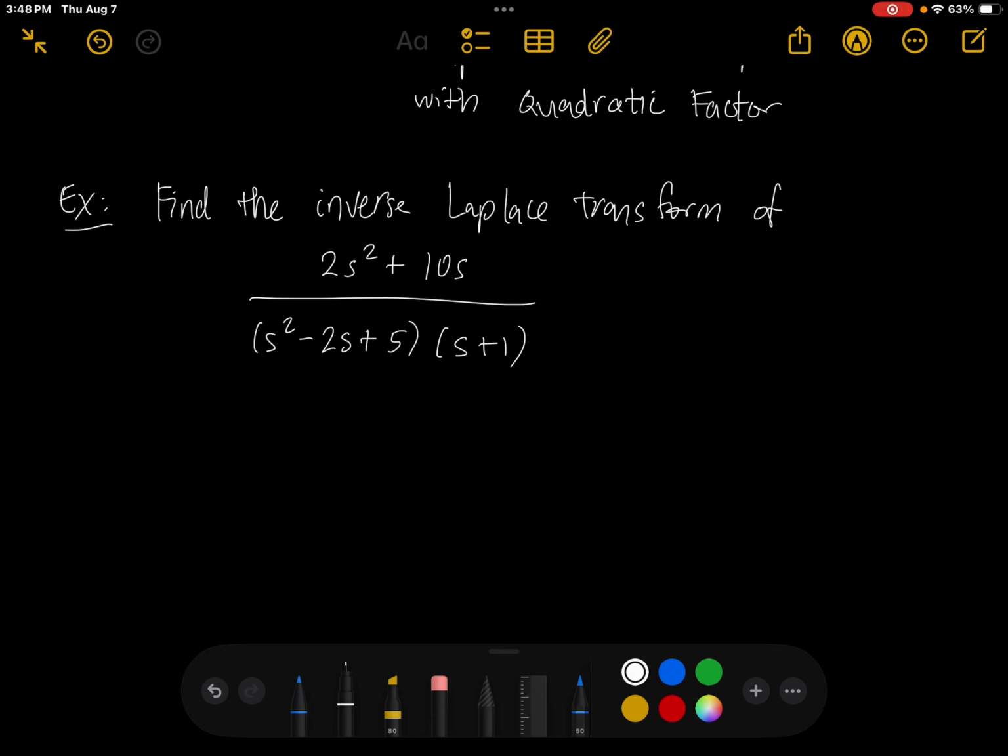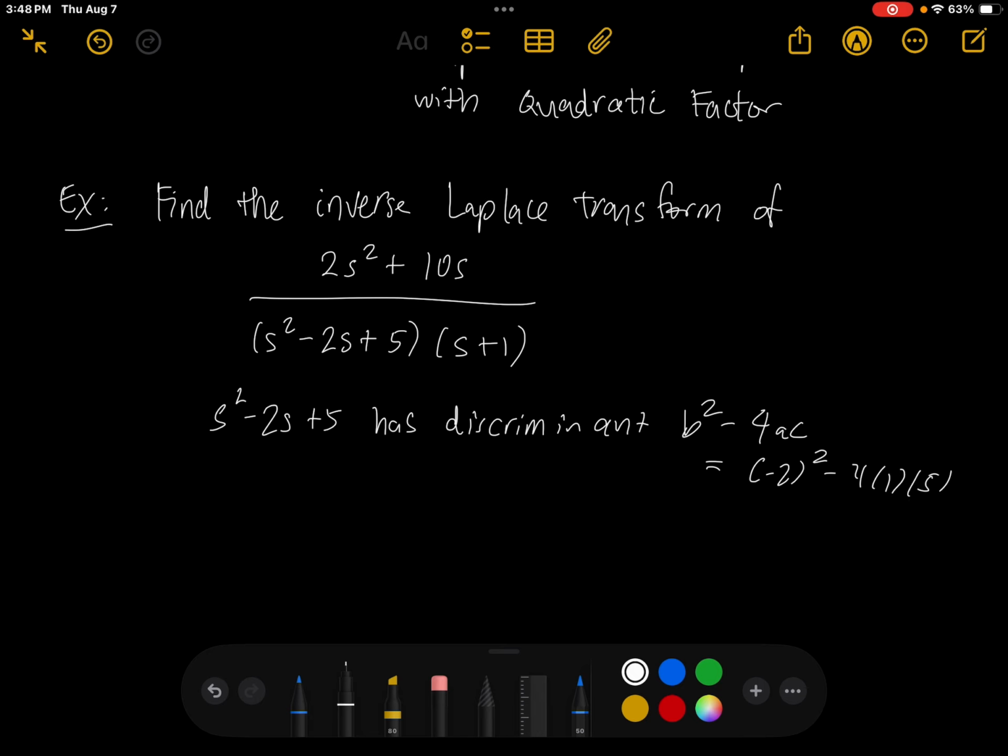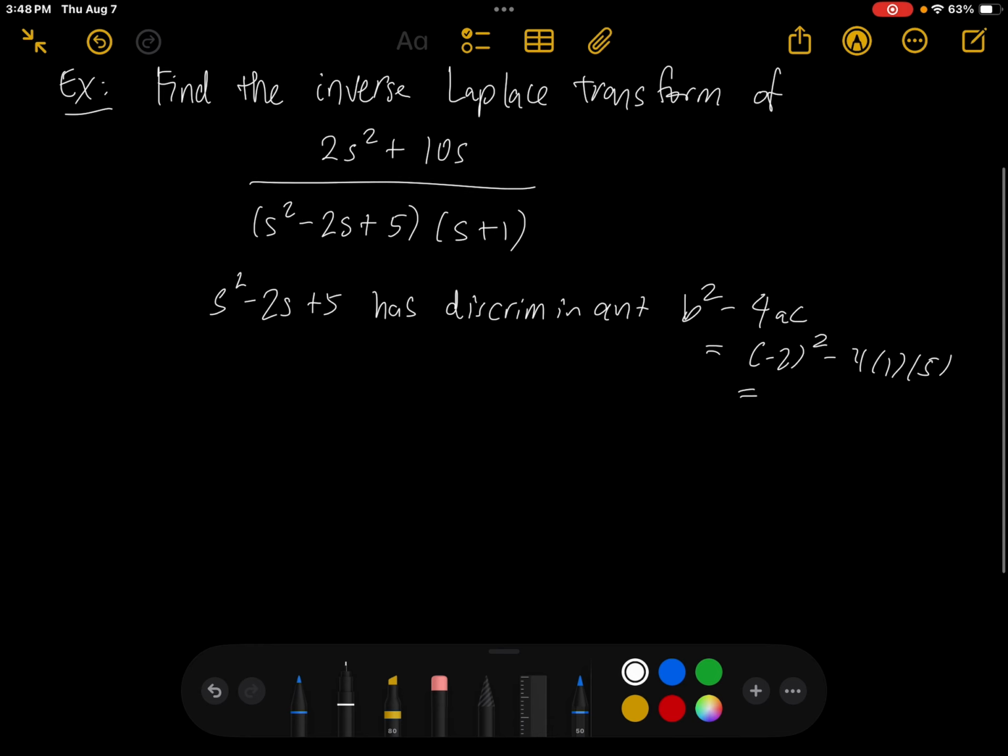So this quadratic has discriminant, well, in general, it's b squared minus 4ac, and in that case, it's going to be negative 2 squared minus 4 times 1 times 5, and that's 4 minus 20, which is negative 16, and that's negative. And if you have a quadratic with negative discriminant, it has no real roots. So this quadratic is not factorable over the real numbers. In other words, it's irreducible. That's another word for it.